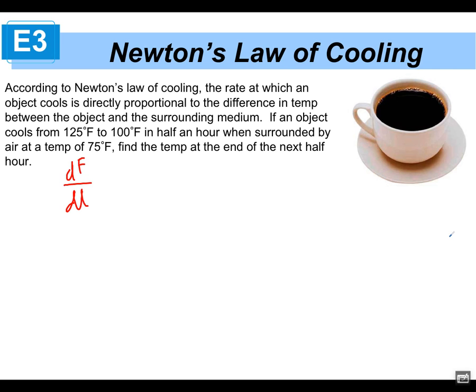dF/dt. The rate at which an object cools is directly proportional to the difference in the temperature between the object and the surrounding medium. In other words, the air. Assuming it's in air, it might be in a water bath. Who knows where it's at? That's why it says surrounding medium. So that would be F minus whatever this medium is. The room, the water, whatever it's sitting in. But if we read a little bit further, blah, blah, surrounded by air at a temperature of 75 degrees.